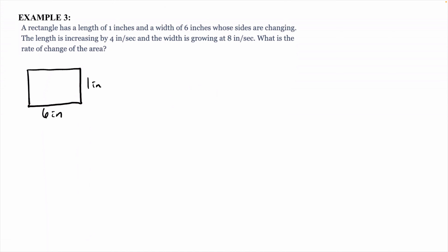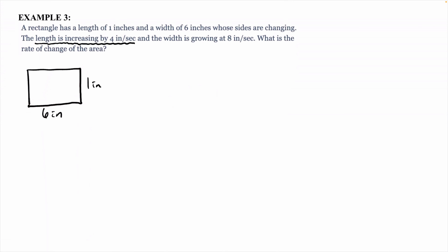What's one thing that we know? Both rates are positive. So how do I write that in a math statement? And this is the hardest part. Once you get used to it, it's not hard, but at first it's a little hard. How do I write that as a math statement? dL over dt equals, there you go, 4 inches per second.